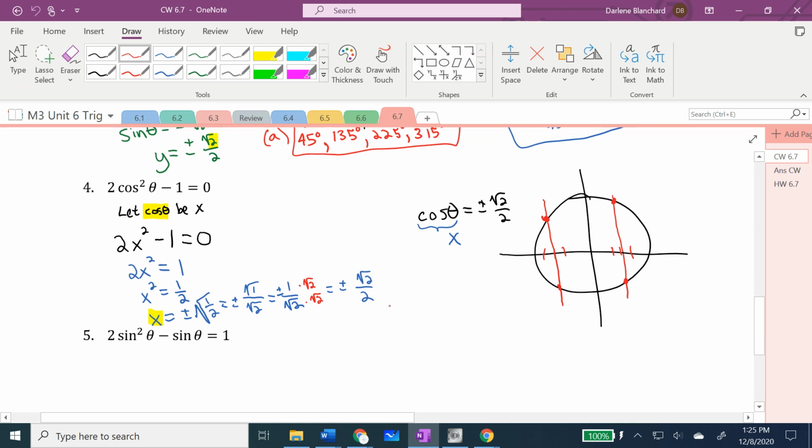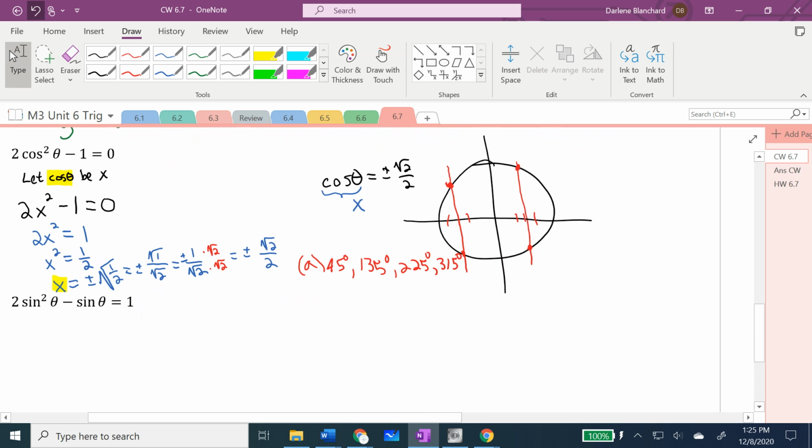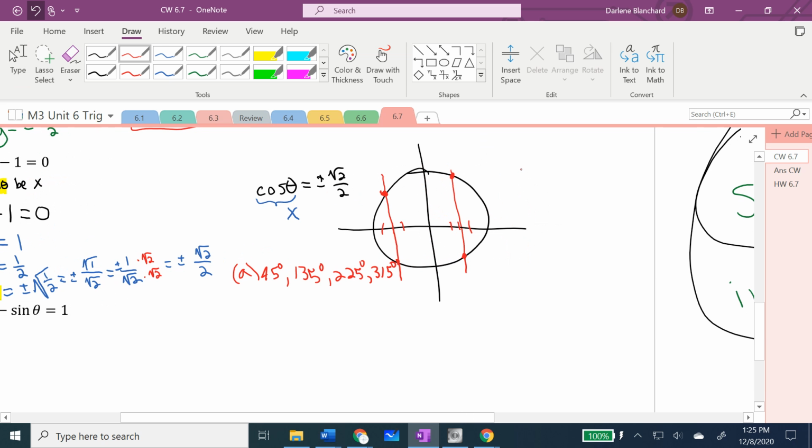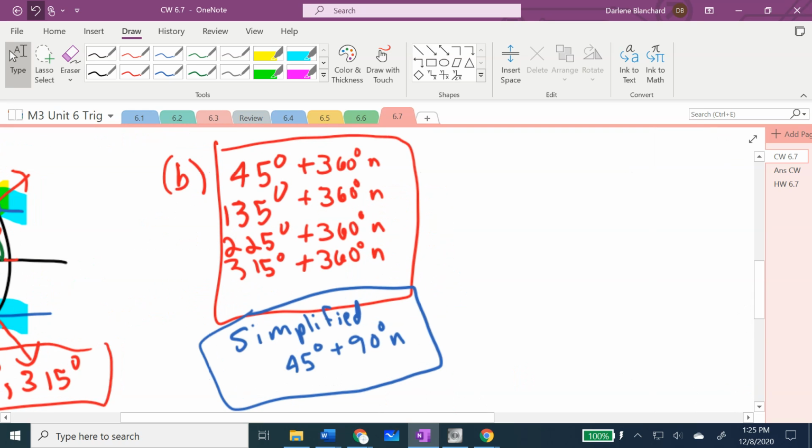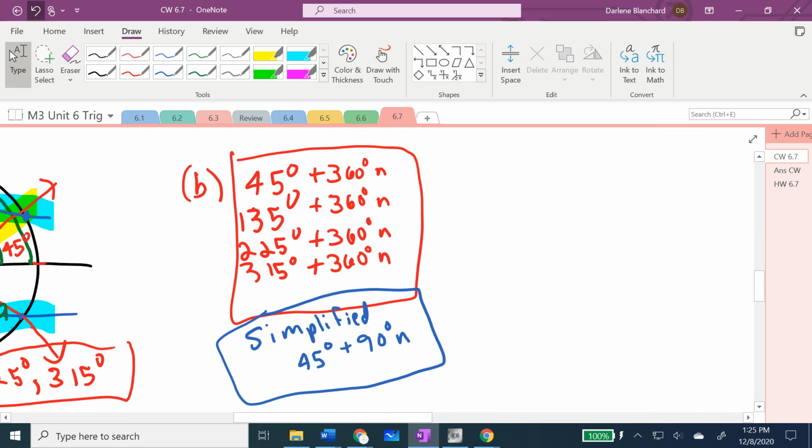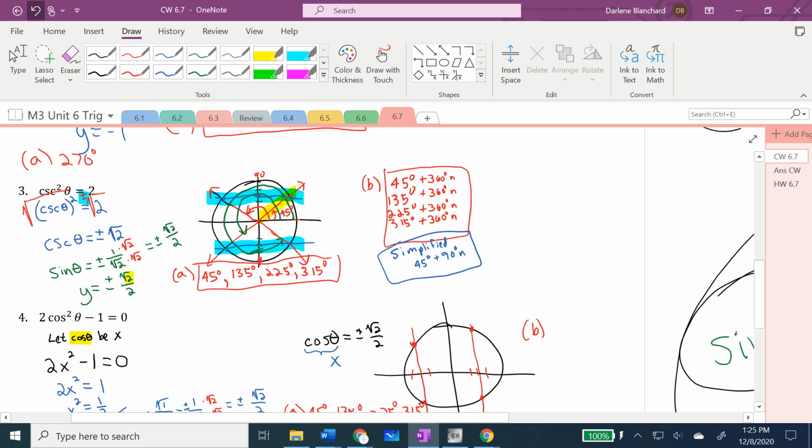So that gives me letter A is 45, 135, 225, and 315. And then for letter B, the answer is all 4 of them with either plus 360n or the simplified version. And now we have only one left.